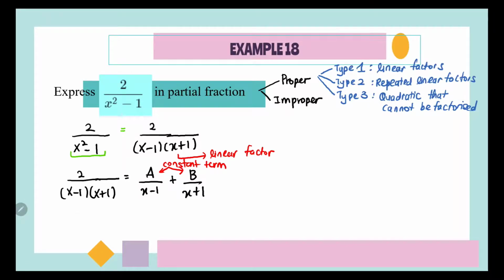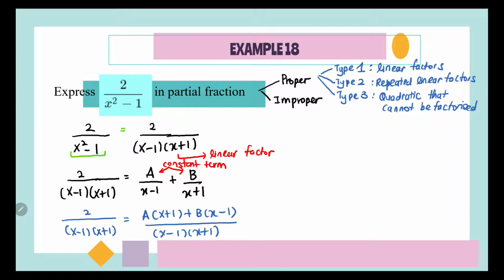To find the value of a and b, we will equate the denominators. a times x plus 1 plus b times x minus 1, divided by x minus 1 times x plus 1, equals 2 divided by x minus 1 times x plus 1. Notice that on your left hand side and your right hand side, the denominator is the same. Therefore, we can say that the numerator is also the same. So we can write 2 equals a multiply x plus 1 plus b multiply x minus 1.